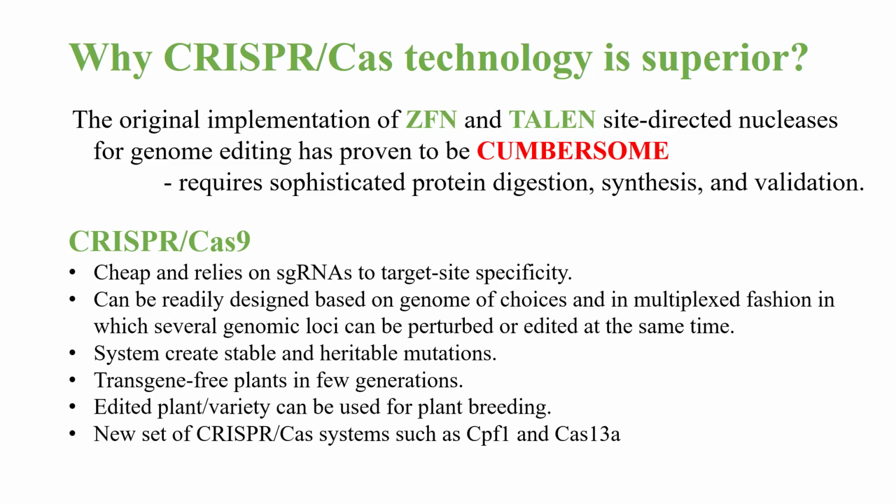The system creates stable and heritable mutation. That means the genome edited organisms are heritable, not like hybrids. So you can offer the seed to the farmers and they can keep their own seed and go on like mutation breeding. Transgene-free plants in a few generations, 2 or 3 generations. If you do, then even the CRISPR gene can be aborted and the plants become transgene-free, only the edited one.